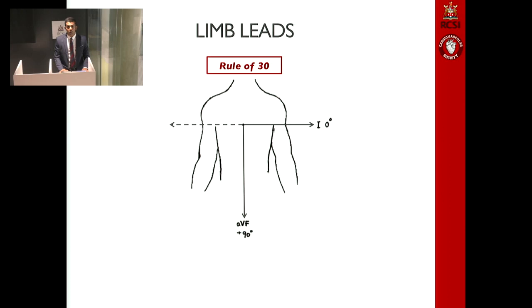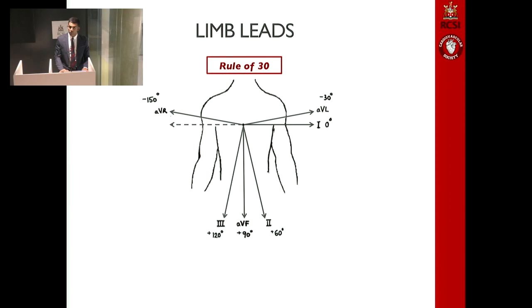30 degrees from lead 1 on patient left is AVL, L for left. 30 degrees on patient right, 30 degrees away from the imaginary line is AVR, R for right, and 30 degrees on either side of AVF are leads 2 and 3, with 2 being closer to lead 1.